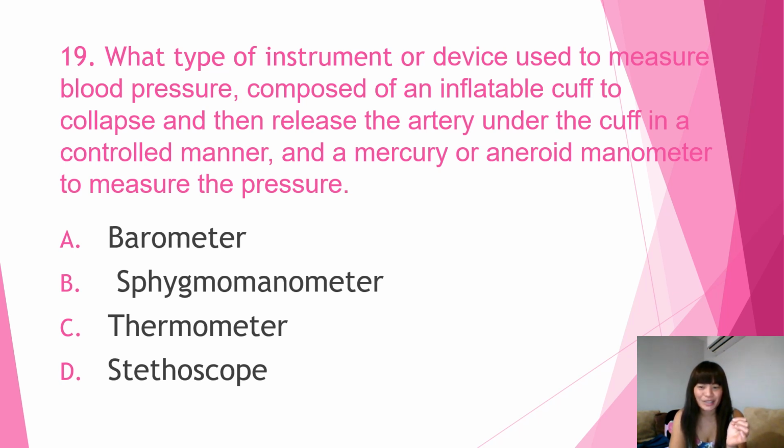Or D, stethoscope. Okay. What type of instrument or device used to measure blood pressure, which is composed of an inflatable cuff to collapse and then release the artery under the cuff in a controlled manner, and a mercury or aneroid manometer to measure the pressure? Is it A, barometer, B, sphygmomanometer, C, thermometer, or D, stethoscope? Okay, the answer to this is sphygmomanometer. I hope I say that correctly.